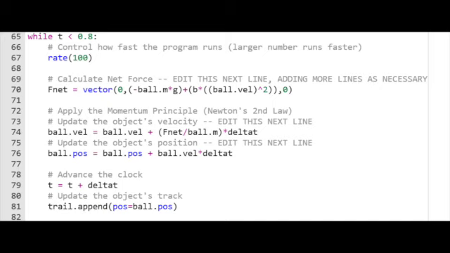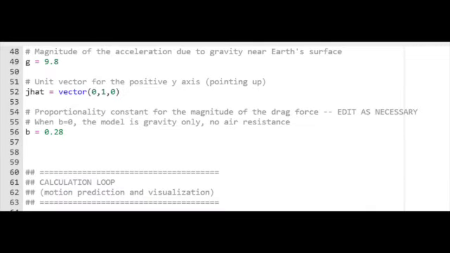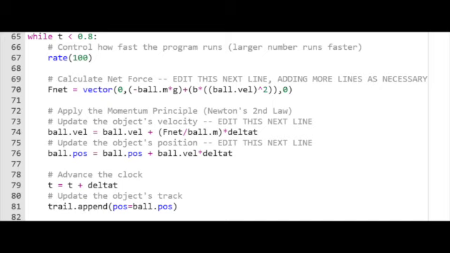Now, using trial and error, we determined that the proportionality constant is b, as pictured on the screen. And while most of the code remains the same, the net force is now the sum of the weight force and the drag force. Now, the drag force is proportional to the square of the velocity, and the magnitude of the velocity was calculated using Python's mag function. Now let's discuss the results.